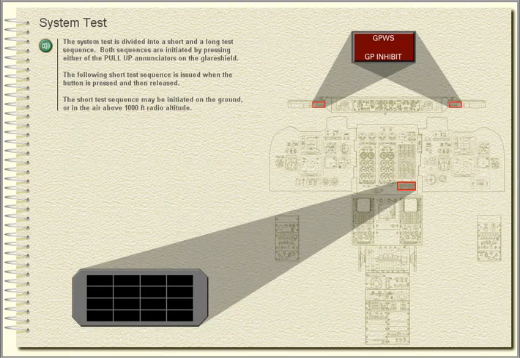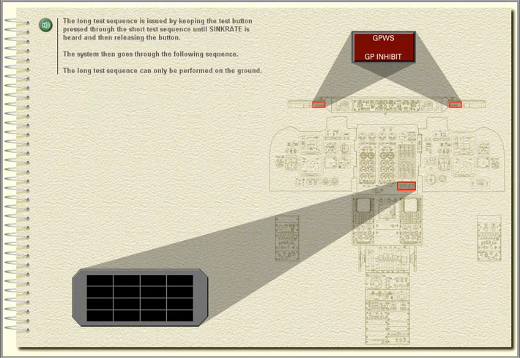System test. The system test is divided into a short and a long test sequence. Both sequences are initiated by pressing either of the pull-up annunciators on the glare shield. The following short test sequence is issued when the button is pressed and then released. "Glideslope. Pull up." The short test sequence may be initiated on the ground or in the air above 1,000 feet radio altitude.